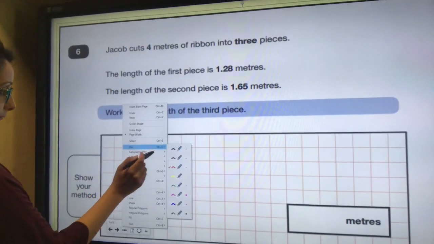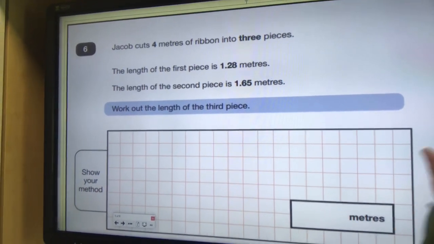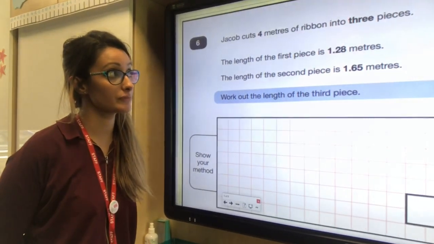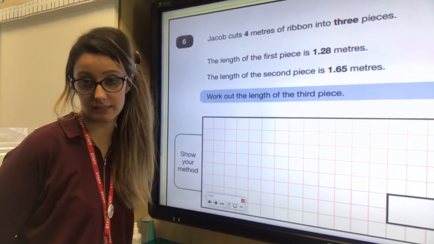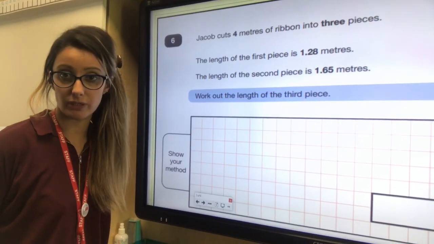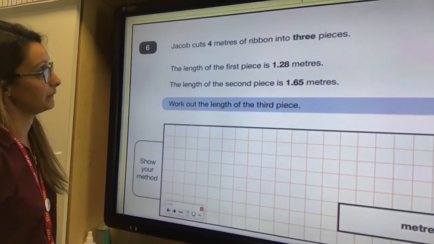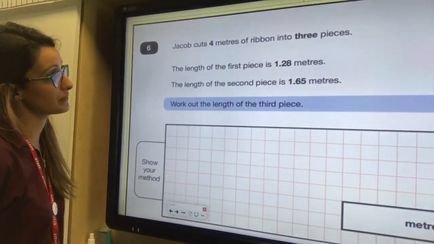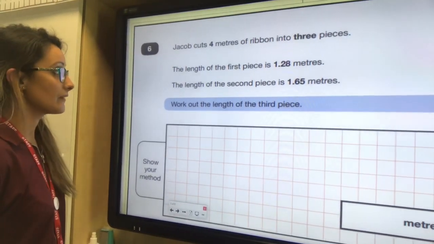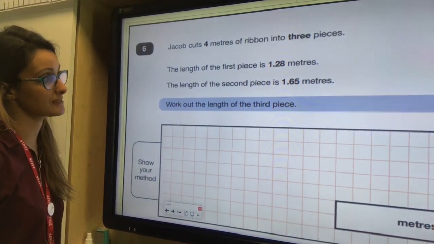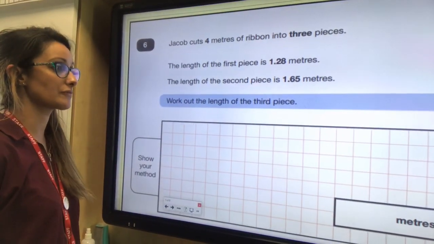Mrs. Gale, what are you going to do? You're going to model it. I'm going to now apply skill 1, which was subtracting a 2 decimal place decimal from a whole number. However, this is a multi-step word problem. Jacob cuts 4 meters of ribbon into 3 pieces. The length of the first piece is 1.28. The length of the second piece is 1.65. Work out the length of the third piece.